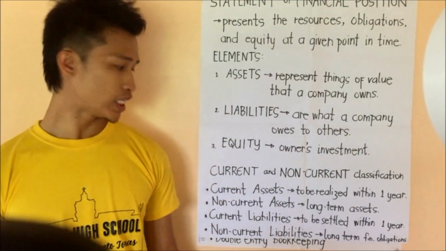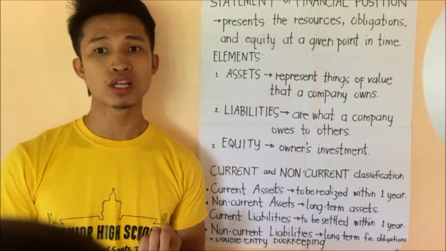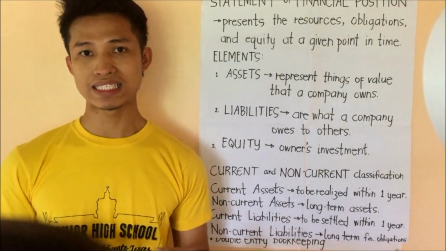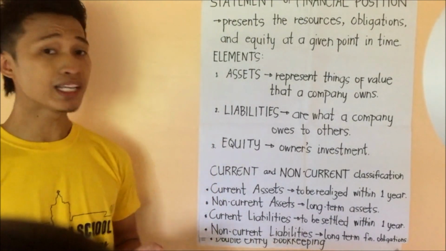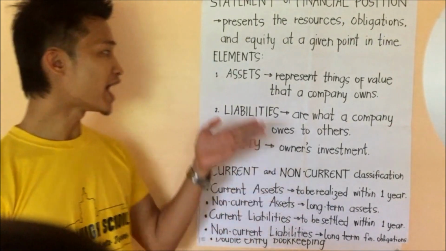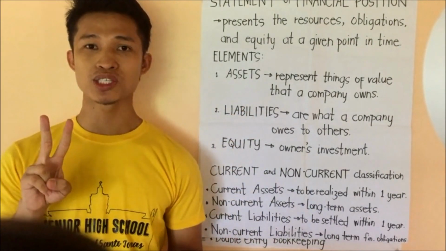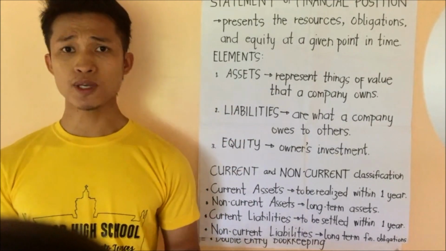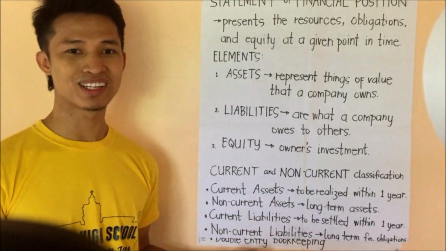Non-current liabilities, these are long-term financial obligations. For example, mortgage payable, loans payable. We pay them yearly. However, of course, it takes like 3 years, 5 years. So we were able to identify the elements of the statement of financial position: assets, liabilities, and equity. And of course, two classifications of assets: current assets and non-current assets. And two classifications of liabilities: we have current liabilities and non-current liabilities.